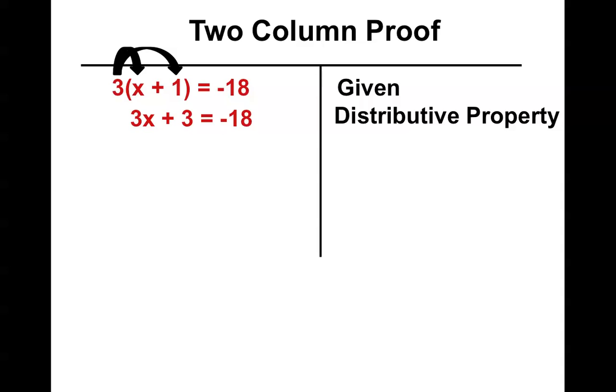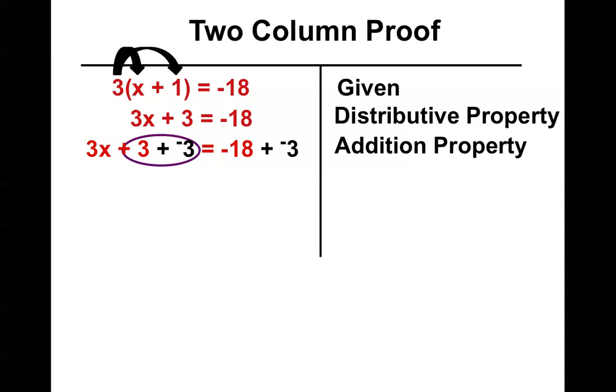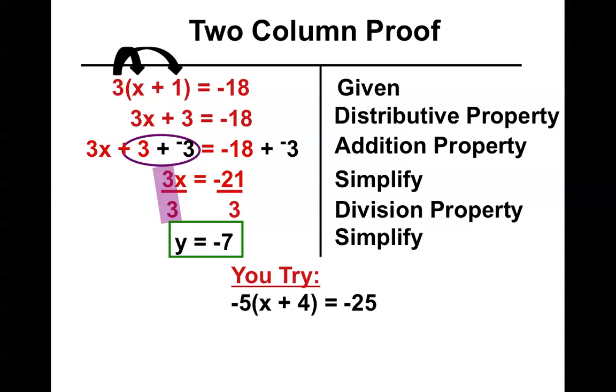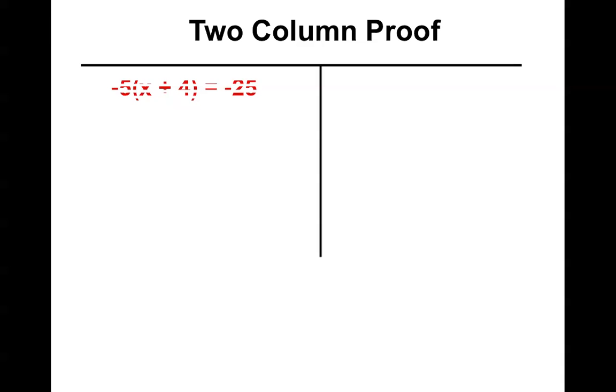From there, we did a 2-step algebra problem where we undid the addition before we undid the multiplication. So this is the addition property, we simplify, and then we can use the division property of equality. And once we simplify, we get our answer. All right, here's one for you guys to try. If you want to pause, now's the time.